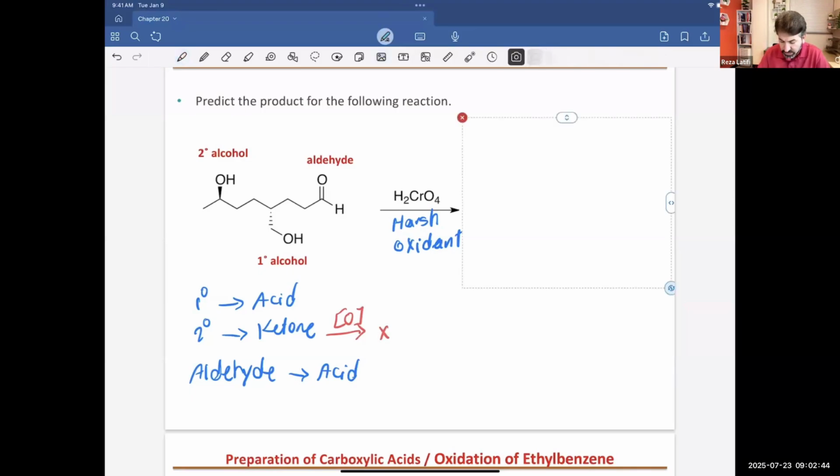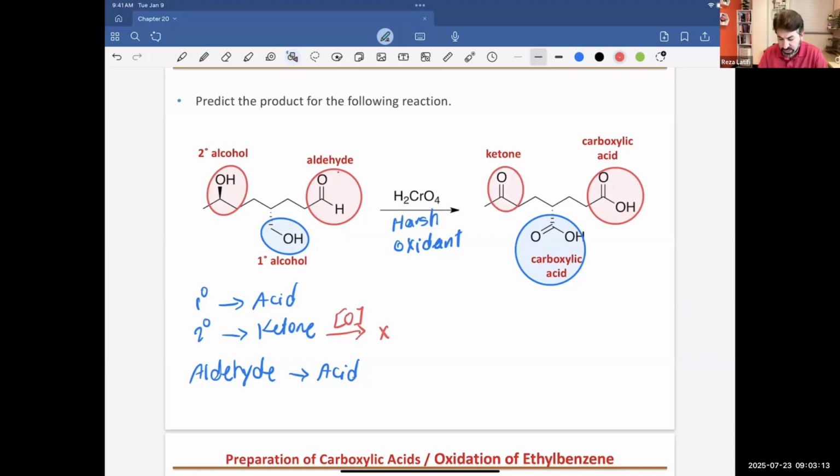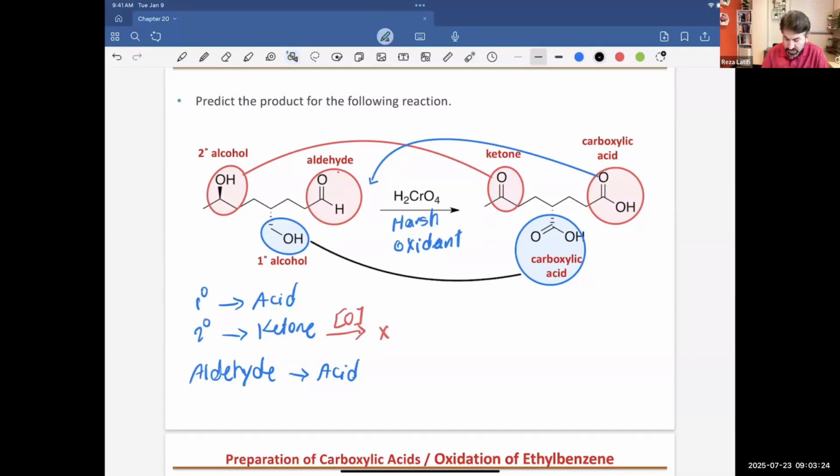So the product that we're going to get will be something like this. As you see, the aldehyde turned to an acid. The primary alcohol here will first be oxidized to an aldehyde, and then it will go through another step of oxidation, and again it will give us an acid functional group. But the secondary alcohol will be oxidized just to a ketone, and it will stop there. So this one turned to a ketone, that one turned to an acid, and the last one here, a primary alcohol, got oxidized and turned to a carboxylic acid. So that's another way to create a carboxylic functional group.